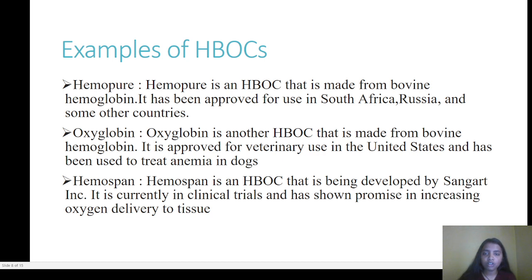Oxyglobin. Oxyglobin is another HBOC that is made from bovine hemoglobin. It is approved for veterinary use in United States and has been used to treat anemia in dogs. Hemospan. Hemospan is an HBOC that is being developed by Sangart Inc. It is currently in clinical trials and has shown promise in increasing oxygen delivery to tissues.